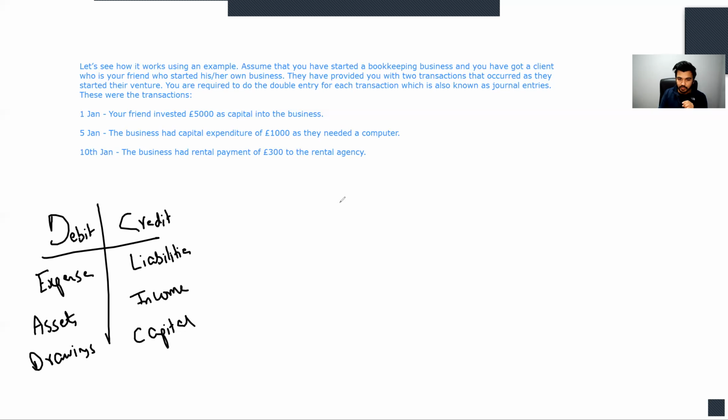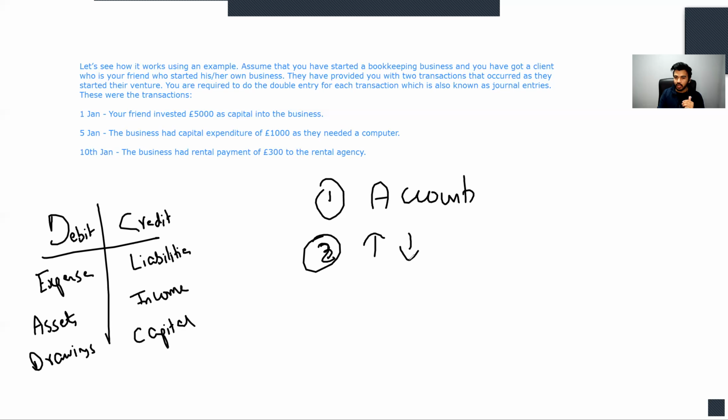The first step is you will identify the accounts. For every transaction, first you'll be identifying the accounts that you need to work with. Second step is to identify what is going up and what is going down. Think about you making a payment out of your bank account. The bank is obviously going down. So for the accounts that you identify, you have to say whether they go up or down. And finally, you're going to do your debits and your credits.